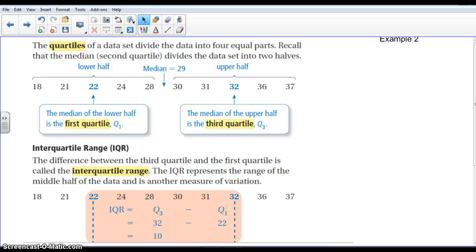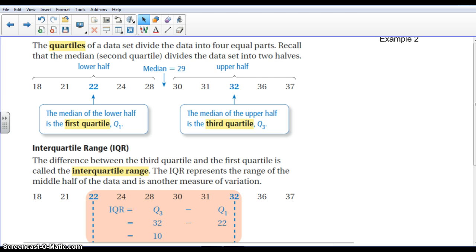Now, if you're looking right here on the screen, what this tells you is your actual middle 50% of the data. You go from here to here, first to third, and you have your middle 50% of your data. The rest of the data is the other 50%, but the middle 50% of the data is between the lower half and the upper half.